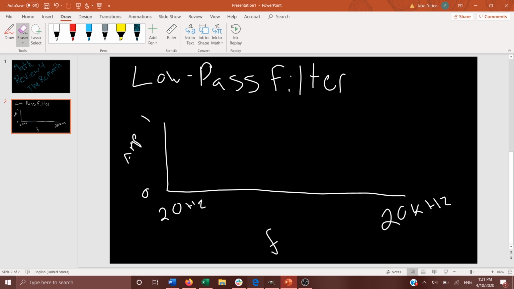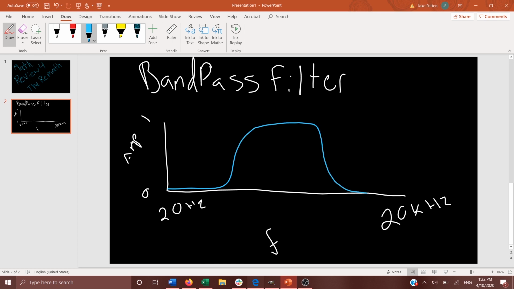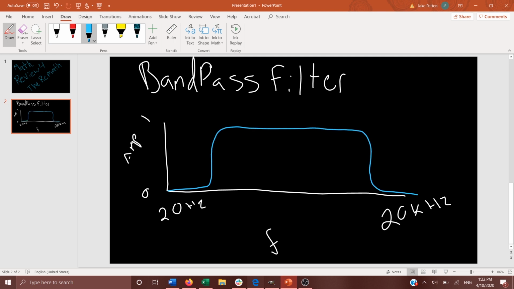Okay. So now, the last one we want to talk about is a band pass filter. And that's going to look something like that. Essentially, what you're doing is you're allowing a band of frequencies to pass through, some band. You can have a narrow band or a wide band. Let me do this slightly differently so I can show you the difference. So here, this would be a really wide band. So it's a wide band pass filter.